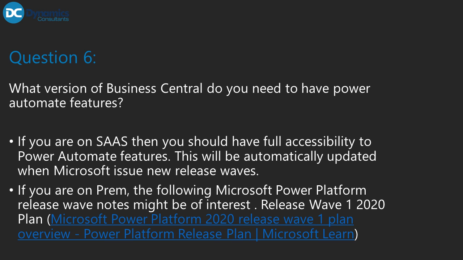Now they are continuing to add functionality, so the levels of connectivity and the ease with which you can use Power Automate within Business Central has varied over time. Please bear that in mind with the next answer to the question, which is if you are on premise, then you need to have release wave 1 2020. However, obviously, depending on which version you are on will determine how much functionality you get.